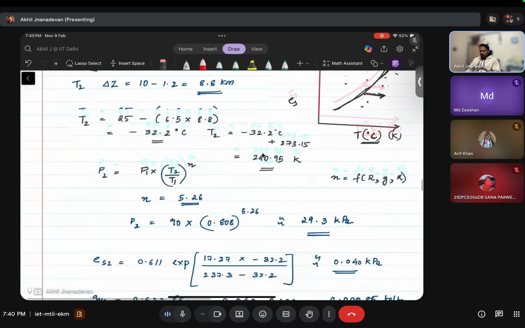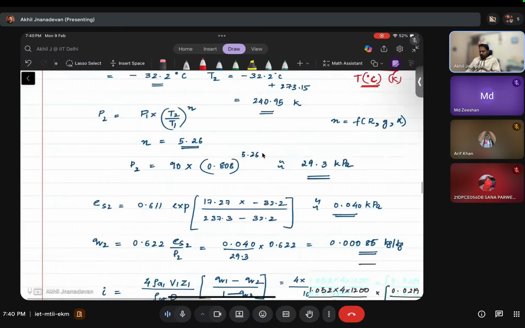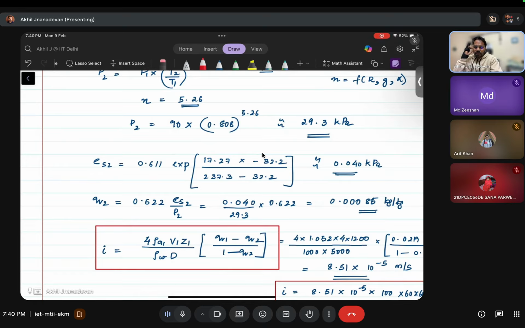Once we have these parameter values at the inflow and the outflow elevation, then we can directly apply this particular equation and substitute. The main part is finding these parameters, that is air density and specific humidity, at location 1 and location 2, that is the inlet and the outlet. Okay.